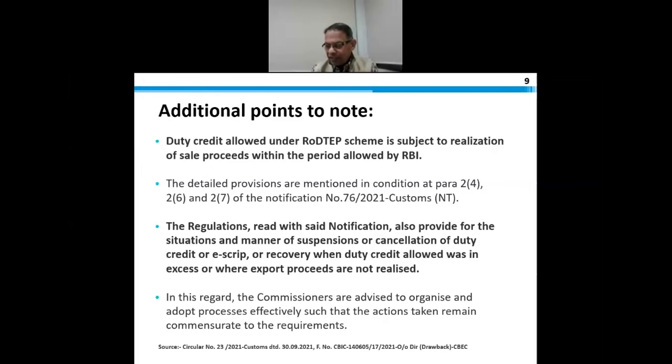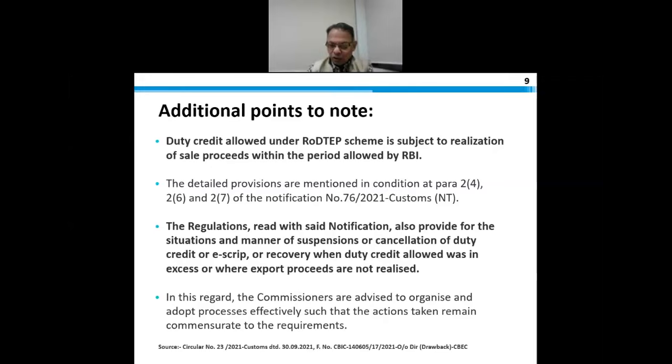The wording is very clear. When duty credit allowed was in excess or where export proceeds are not realized. Where export proceeds are not realized, this is understandable because you have not received foreign exchange, the export obligation per se is not completed, and therefore the money which you have claimed has to be refunded back. But how do you use the word excess?